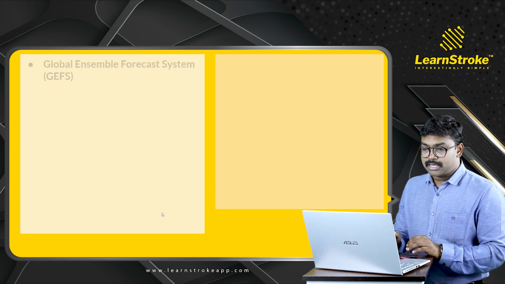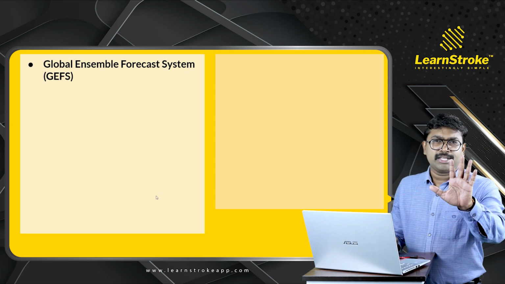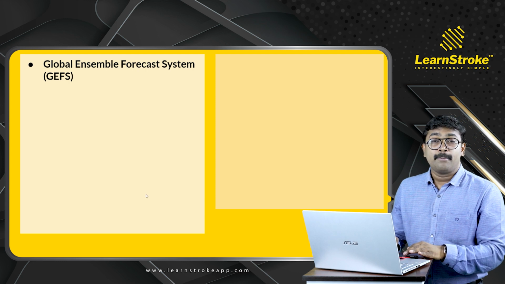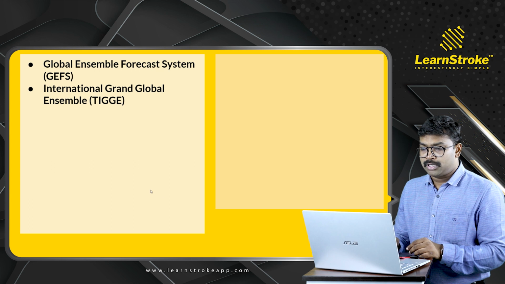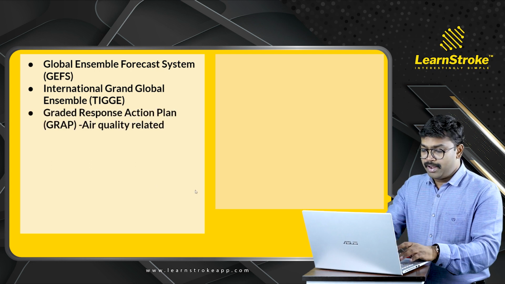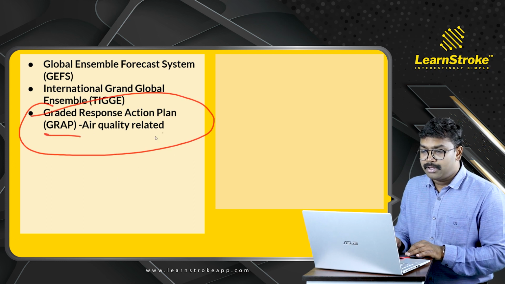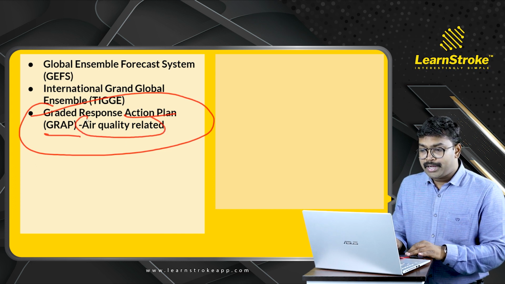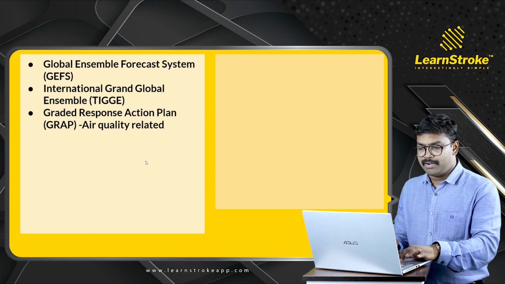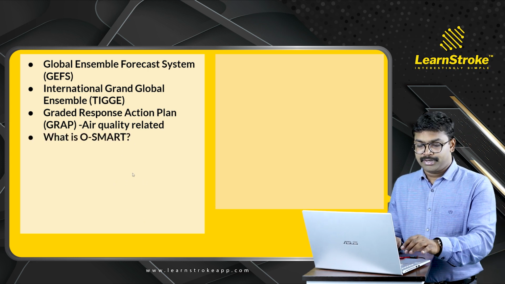So let's discuss the next important point. You have to find out about GEFS, which means all these are acronyms. You don't have to remember all of this, but keep in mind some of the most important ones. GEFS, the International Grand Global Ensemble, TIGGE, and a very, very important one. It can be a question: what do you mean by GRAP? Graded Response Action Plan, which is air quality related. So you need to know what GRAP means. It is definitely very, very important.